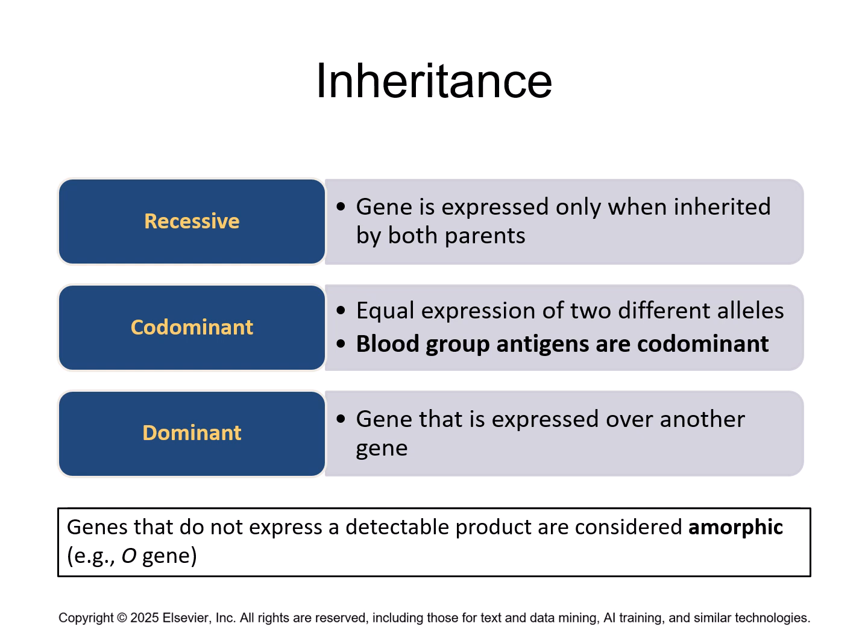Genes that don't express a detectable product at all are considered amorphic, and the O gene is an example of an amorphic gene. So for our A, B, and O blood types, A produces a gene product, B produces a gene product, but O doesn't produce a detectable gene product. So if a patient inherits A from one parent and O from another parent, the A is the only one that's going to be expressed because there is no actual antigenic product for the O gene.